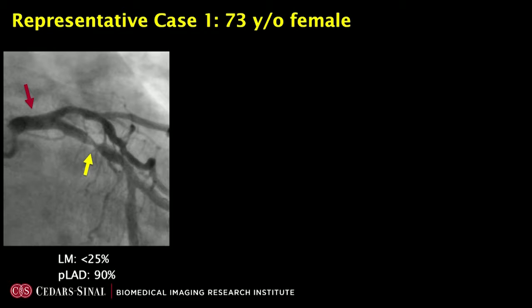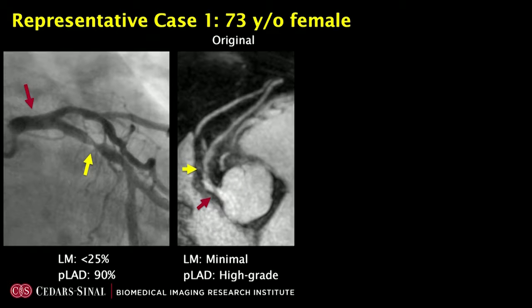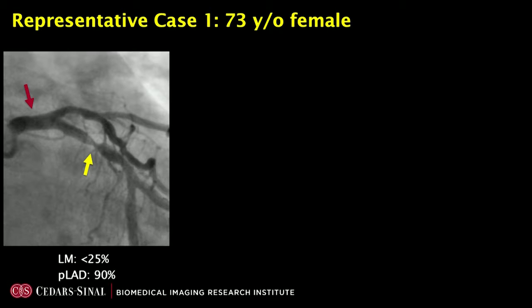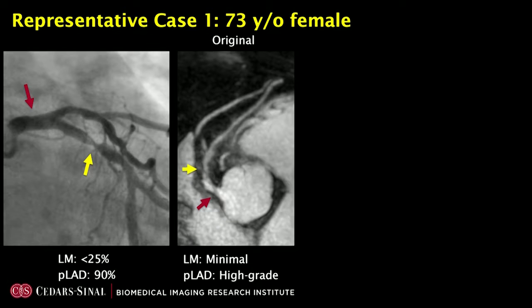So here are some patient case examples. In this case, we are looking at a 73 years old female. We can clearly see a high-grade stenosis of the proximal LAD segment and minimal stenosis at the left main, which is validated well with the original coronary MRA, showing the similar findings with minimal stenosis on the left main and high grade on the proximal LAD.